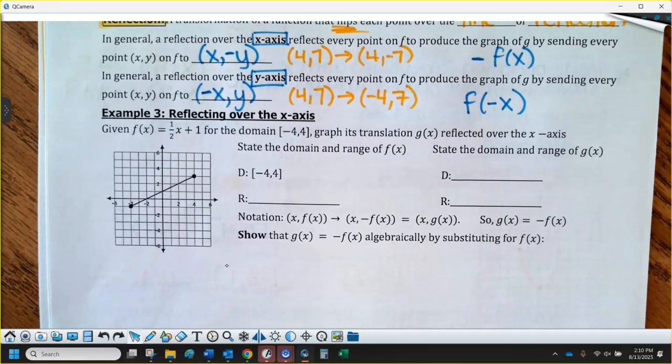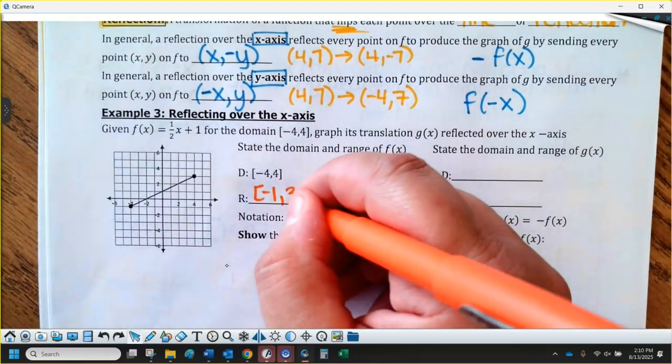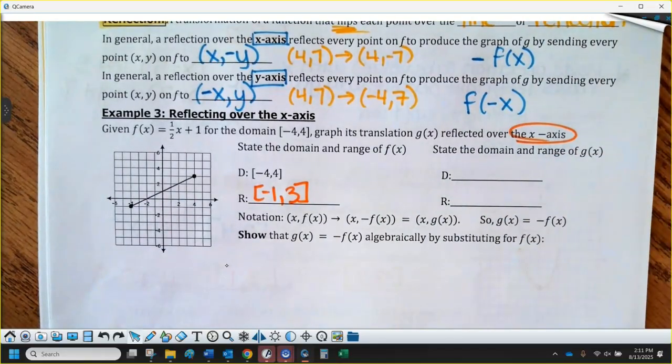What do we think? What's my lowest y value in that picture? Negative 1. Okay. What's my biggest y value? Perfect. Okay. Now, we're going to reflect this over the x-axis.